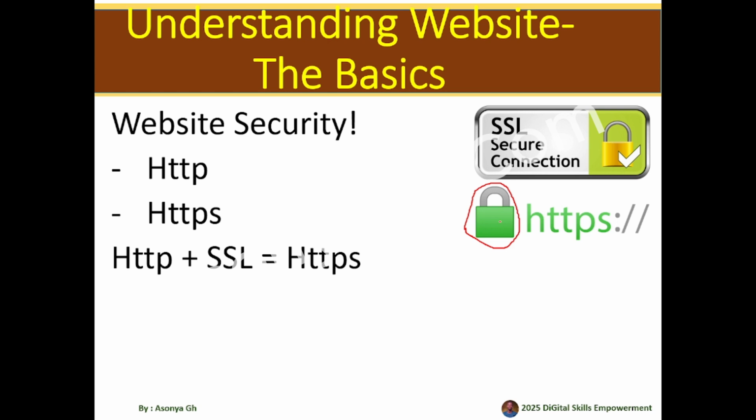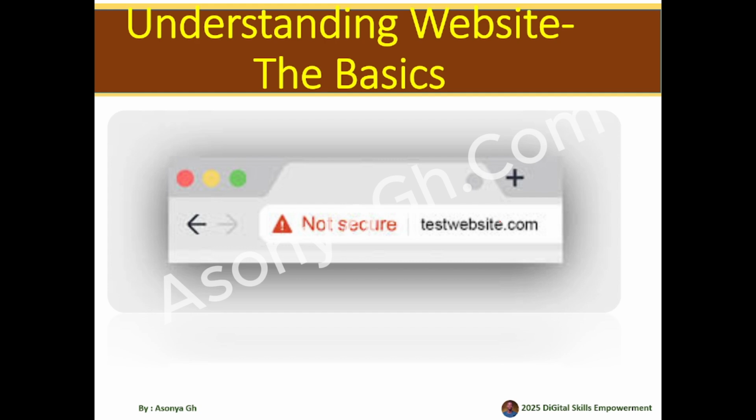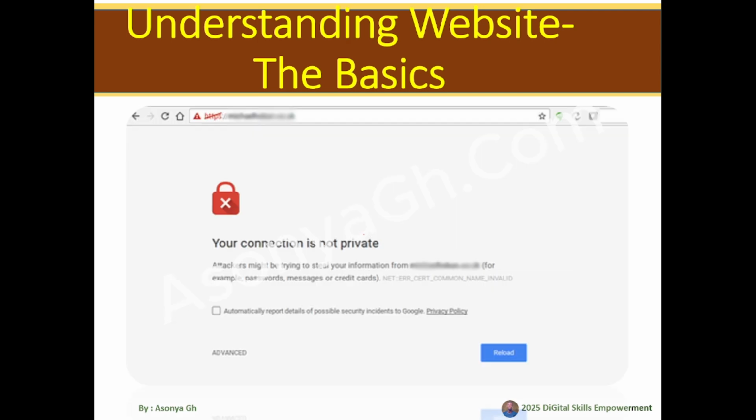So let me show you an example of a website that doesn't have SSL. This is what you see when a website doesn't have SSL. This is what you see instead of the normal padlock that you are supposed to see on the URL. Then something like this, and you have this information.